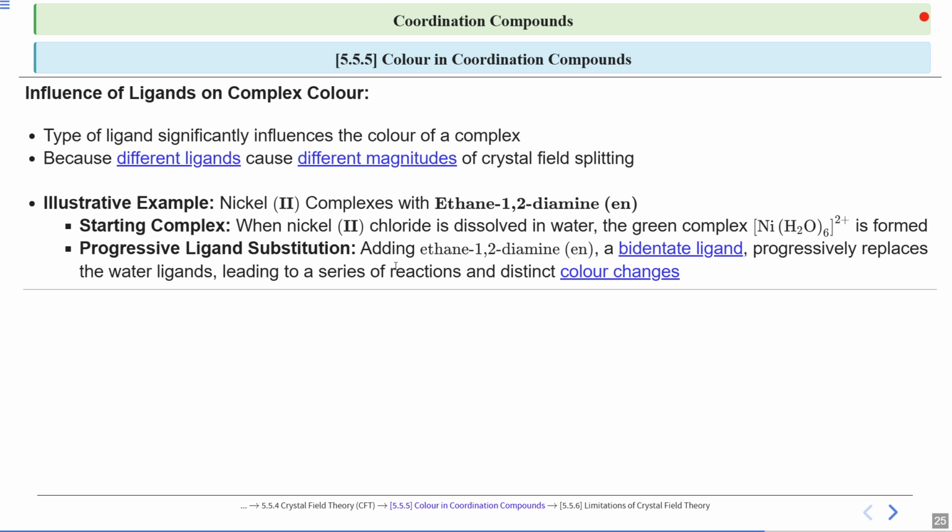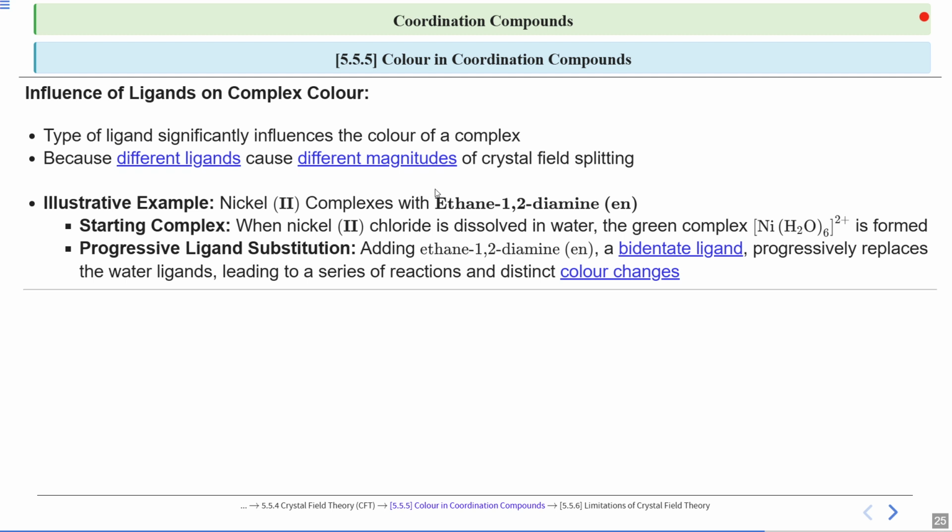Progressive ligand substitution. When you add ethane 1,2 diamine, which is a bidentate ligand, it progressively replaces the water ligands already present in the complex, leading to a series of reactions and distinct color changes. As the ligand attached to the central metal ion changes, the color shown by the complex will also change at each step of the reaction.